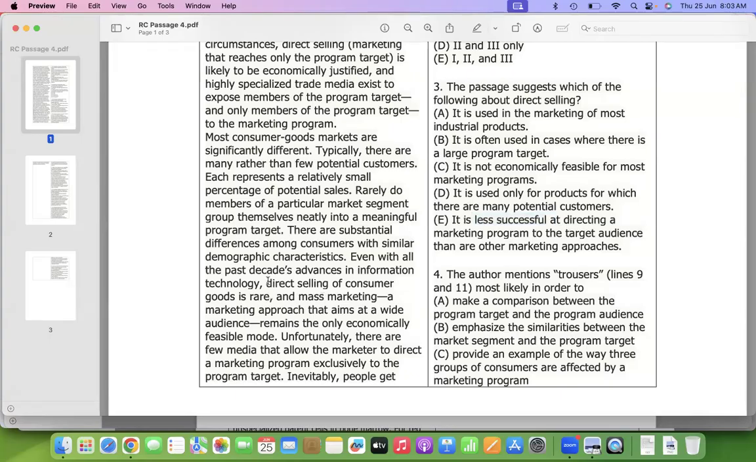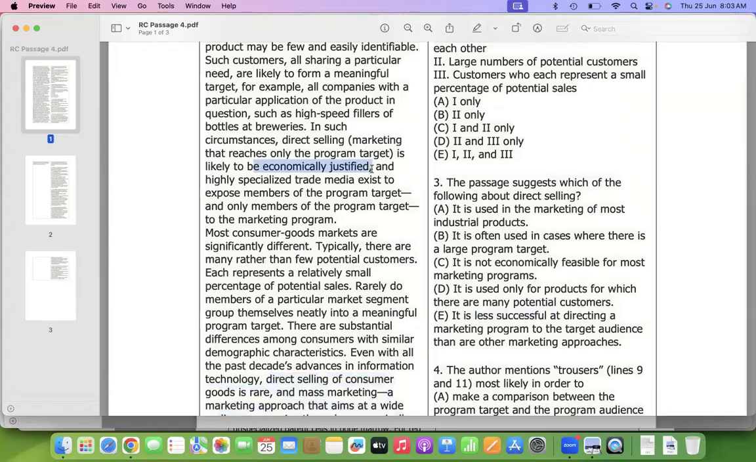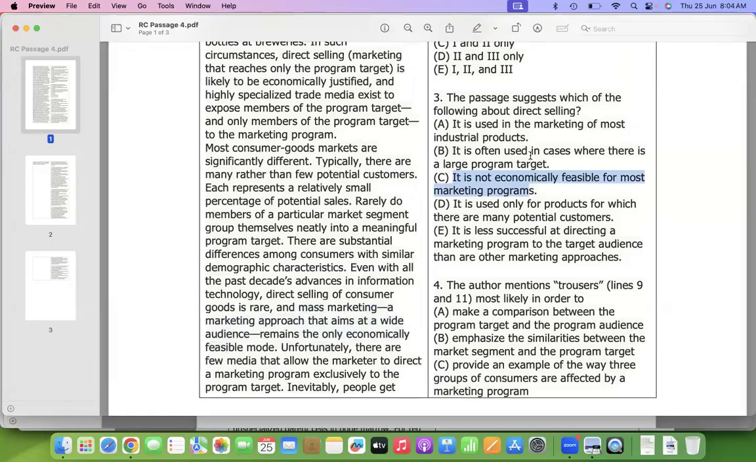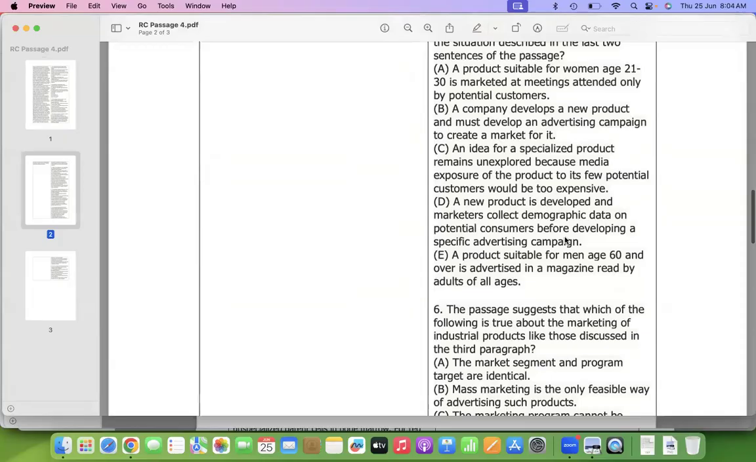What you know is that direct selling is not economical under normal circumstances. It is economically justified under the exception. So either the answer has to say that in the exception scenario, direct selling is justified, it's economically feasible, and in the normal situation, it's not. One of these has to be the answer. Which is why, see, it's not feasible in most cases, in the normal cases. Got it. Sure.